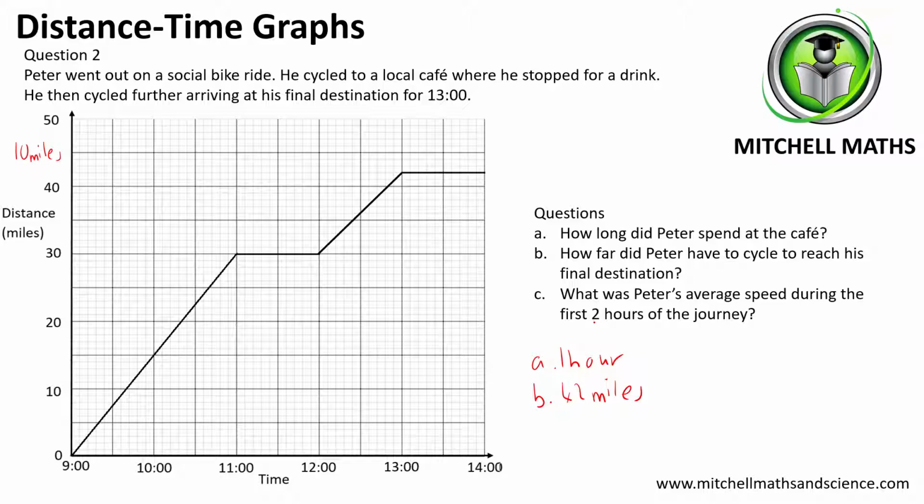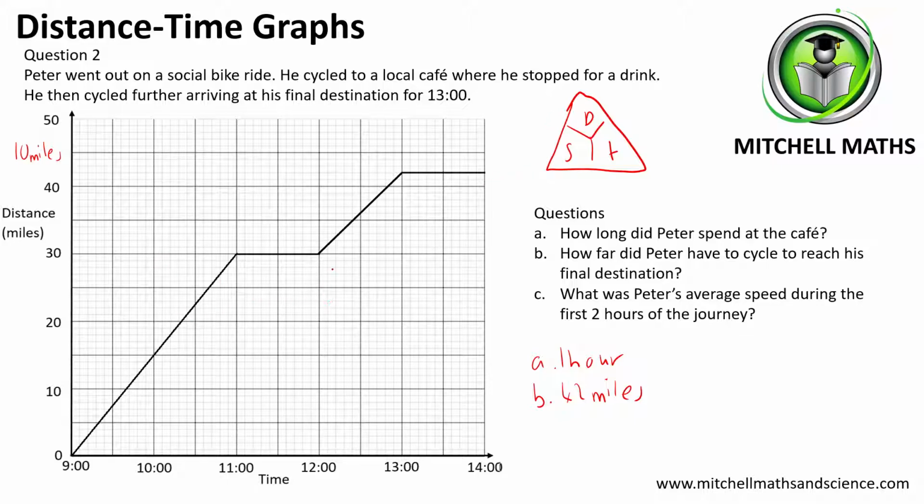And part C, what was Peter's average speed during the first 2 hours of the journey? So in the first 2 hours, that's from 9 to 11, we can see it's a straight line. Now, when you're using distance time graphs, the way you can calculate speed, if we think about the equation, speed is distance divided by time, it's actually the gradient of the slope that gives us how fast the person is going.